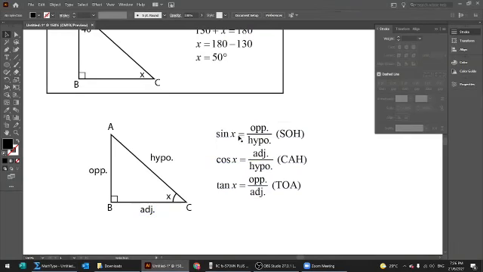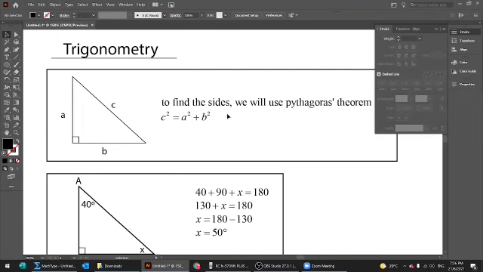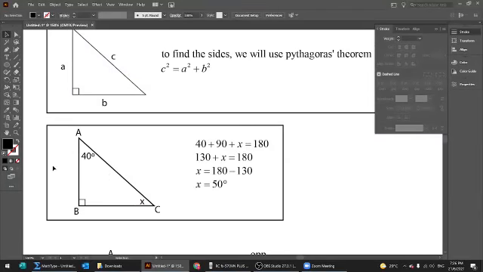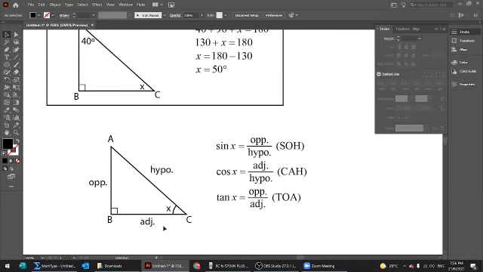You see, we are looking at the angle. We relate the angle with the side. But previously, with Pythagoras, we were only looking at the sides only. We don't talk about the angle. And for the angle, we talk about the angle only, not the sides. But trigonometry will talk about both the angle and the sides.